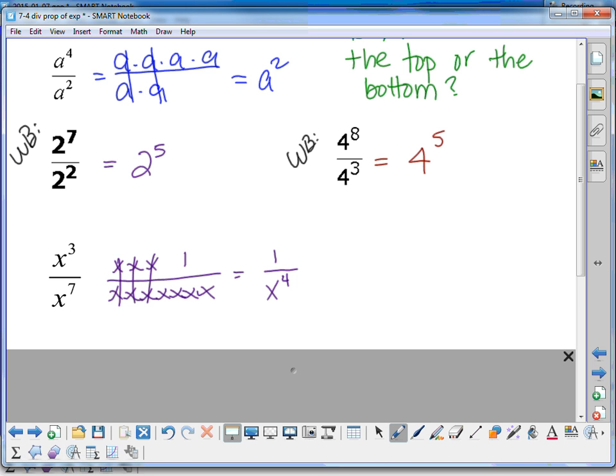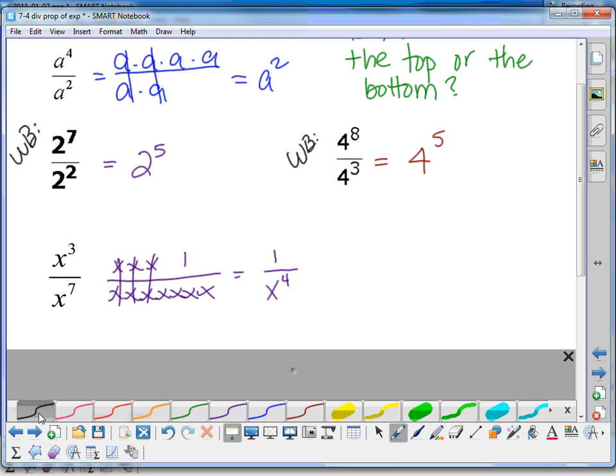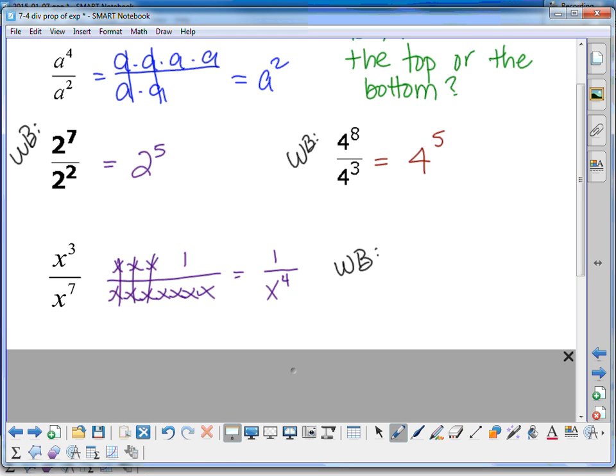But again, if you ask yourself, are there more on the top or the bottom? There's more on the bottom, right? How many more? 4 of them. And so that means you leave a 1 on the top and a 4 on the bottom. X to the 4th on the bottom. All right, so on your whiteboards, go ahead and do that one.